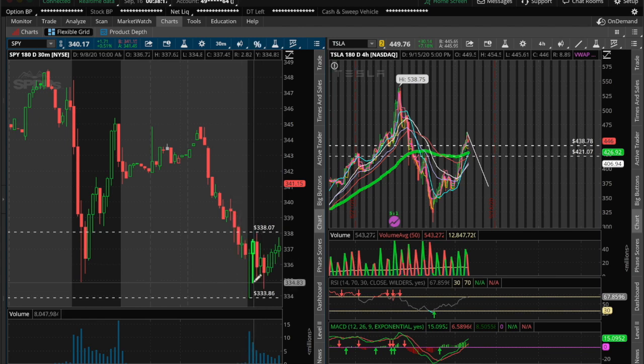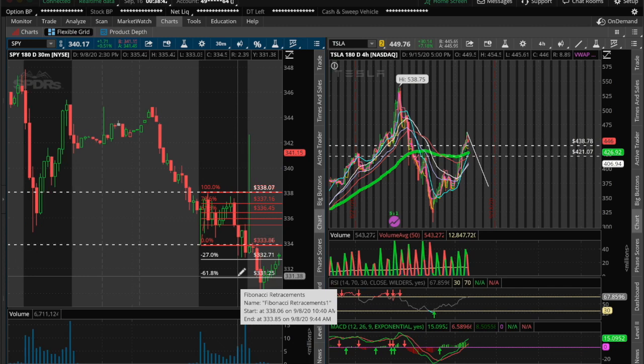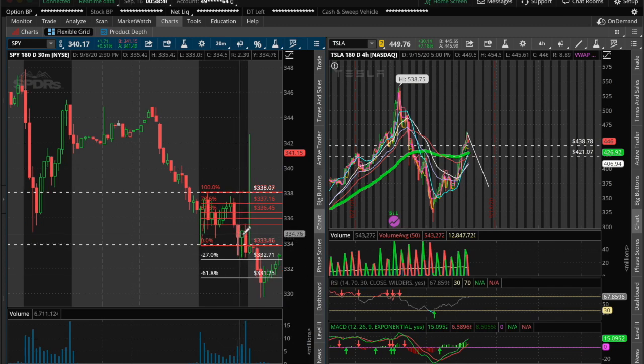So once it couldn't go here, and it tried to go back up, it got smacked down. So we know this is the low right here already. So now that we see that it tried to go through here, we can go ahead and draw our Fibonacci right there. Now let's see what it does. It went right to it. After this candle, it went right to it.